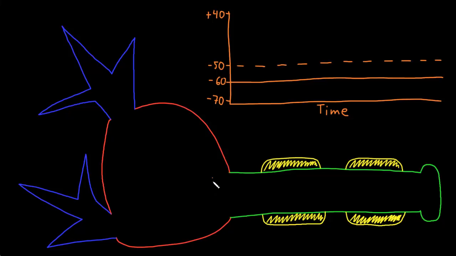In this video, I want to talk about the action potentials of neurons. Here we have our neuron with her soma in red and a larger than normal axon in green, and now I've drawn a myelin sheath in yellow around the axon, and a couple of larger than normal dendrites in blue. And here's our graph with the membrane potential on the y-axis and time on the x-axis.